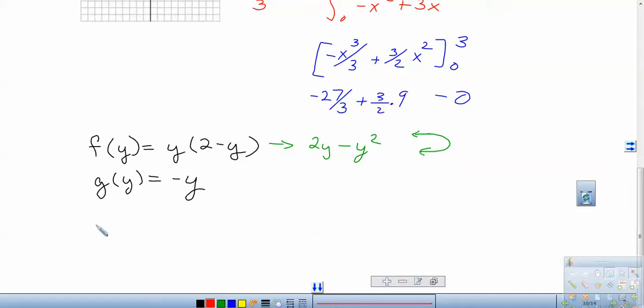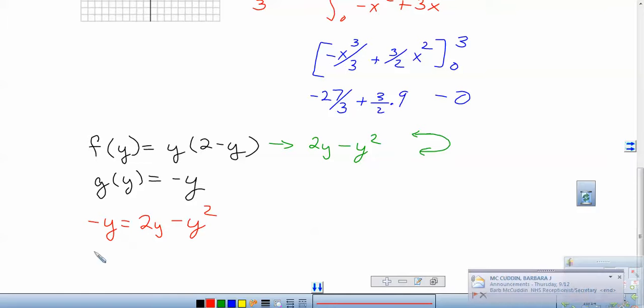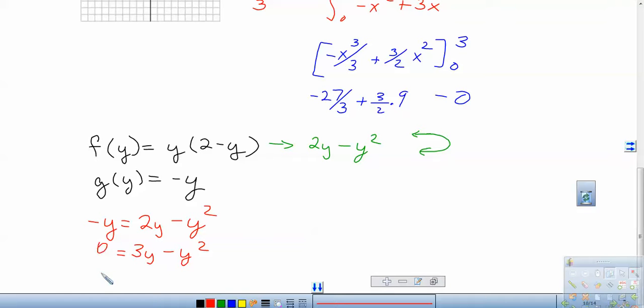First thing I'm going to do is find my points of where they intersect by setting them equal. So negative y equals 2y minus y squared. 3y minus y squared equals 0. 0 equals y times 3 minus y. So they intersect when y equals 0 and when y equals 3.